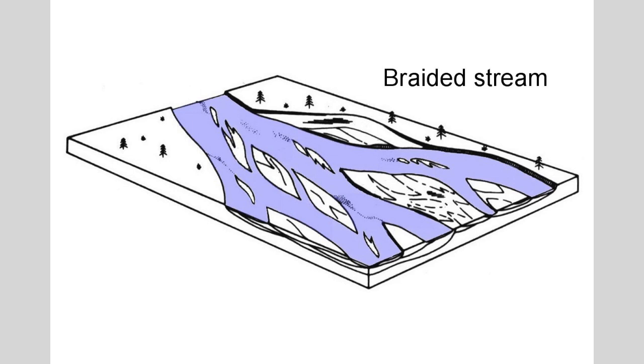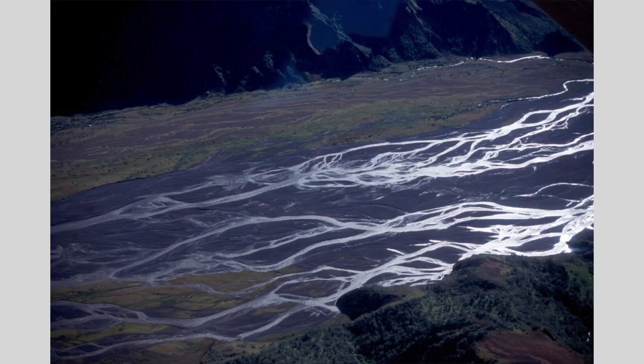So if we take a look at a braided stream, it is going to be a series of relatively straight, and I do mean relatively straight, but not perfectly straight, individual channels. And these channels will divide and rejoin numerous times along their lengths. If we take a look at a braided stream, this is from Iceland, and you can see that you're dealing with a whole series of individual channels that divide and rejoin along their lengths.